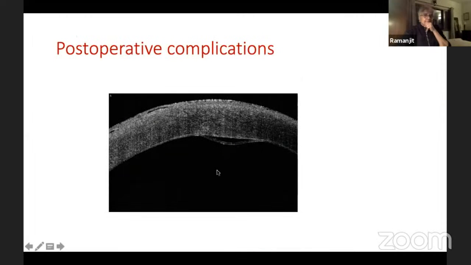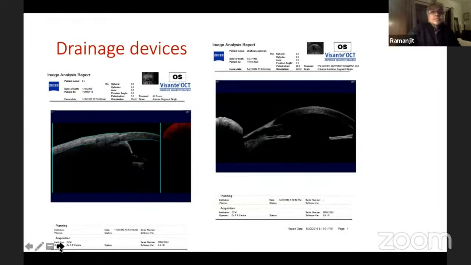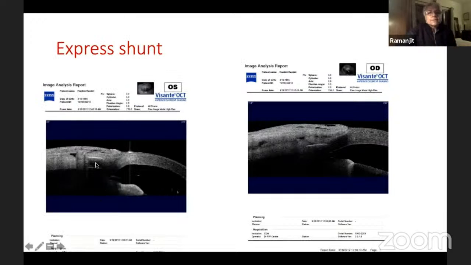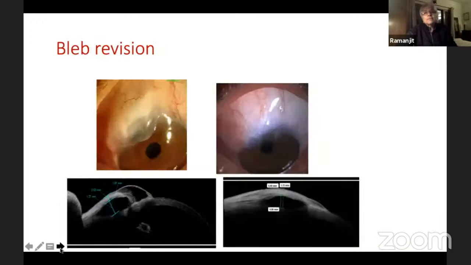What we also see is post-operative complications that may occur when we're doing trabeculotomies. This is a Descemet's membrane tear, sometimes seen even with trabeculectomy. Drainage devices can be seen very clearly. You can see the AGV tubes over here, and if you put it into the pars plana, you can see the tube coming behind the iris. You can see an Express shunt, and because it's metallic, you can see the edges much more clearly. It tells you that in this particular instance, the Express shunt has been blocked by fibrosis.